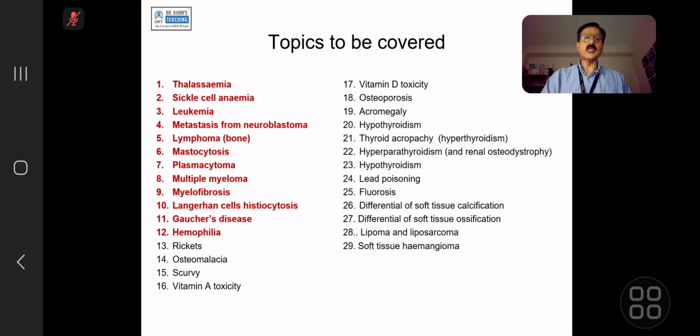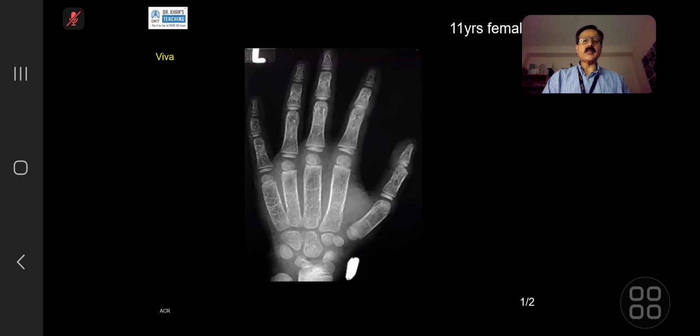So first of all, lymphoreticular and hematopoietic disorders. These are the things which will be covered: thalassemia, sickle cell anemia, leukemia, metastasis from neuroblastoma, bone lymphoma, mastocytosis, plasmacytoma, multiple myeloma, myelofibrosis, LCH, Gaucher's disease, hemophilia. So here you are. Candidate 1, over to you.